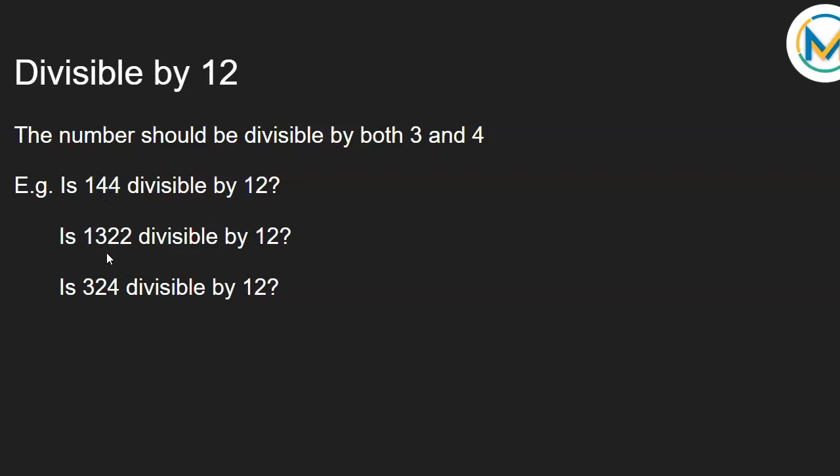What about 1322? So add the digits 1, 3, 2 and 2. 1 plus 3 is 4, 6, 8. Not divisible by 3, so not divisible by 12. Then 324. 3 plus 2, 5. 5 plus 4, 9. Yes, it is divisible by 3. And 24. 24 is divisible by 4. 4 sixes are 24. So yes, 324 is divisible by both 3 and 4. Hence it is also divisible by 12.